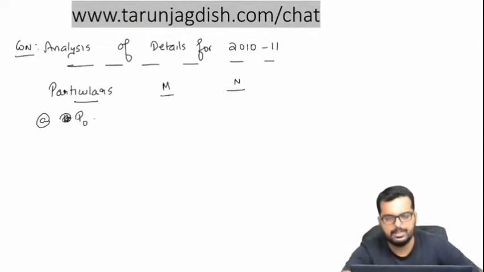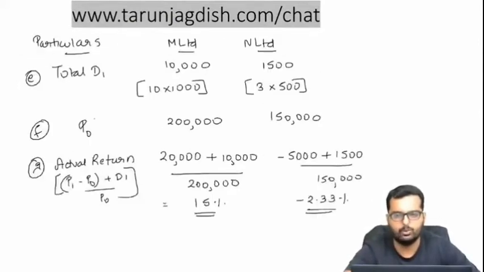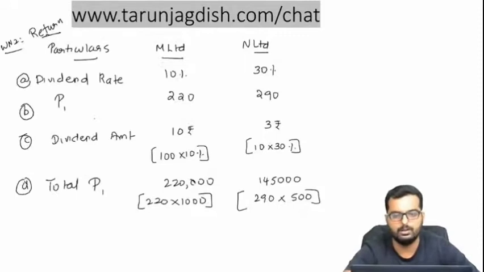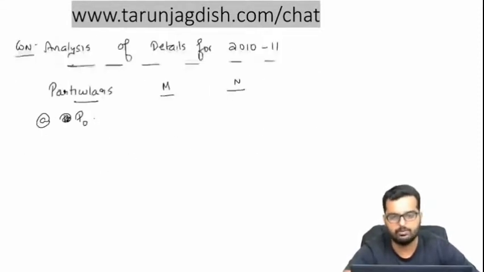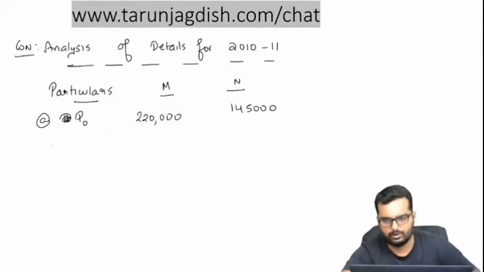Now what will happen, the P0 value for this will be the total value of P1 over here. P1 for the last year will become P0 over here. So 2,20,000 and 1,45,000 is the number that we will get over here.